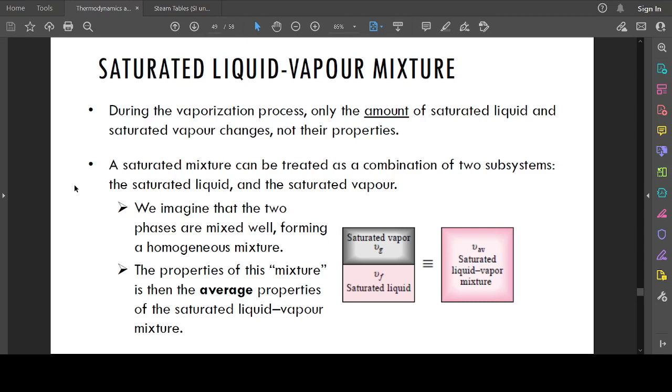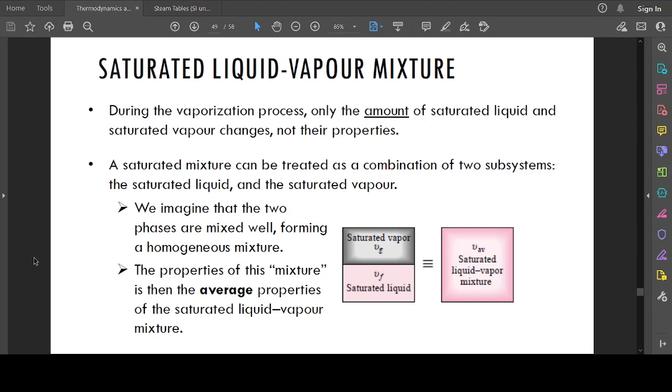So the amount will change, but the property that makes them up will not change, because the pressure is constant and there is a thermal equilibrium at that stage. If you recall in the previous slide, it's a horizontal line. That horizontal line says that the temperature remains constant while the pressure remains constant. The properties of the materials within the liquid or the vapor phase are dependent on the temperature and pressure. And if the temperature and pressure remain constant, then every other property will remain constant at this stage.